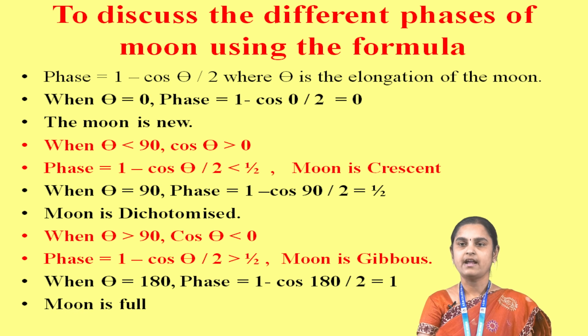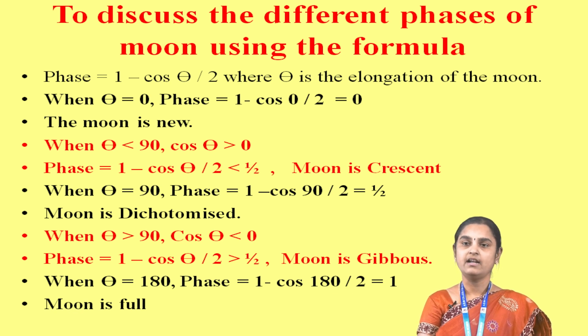When theta is less than 90 degrees, cos theta is greater than 0. Therefore, phase 1 minus cos theta by 2 is less than 1 by 2, and we view the moon in crescent form. So the moon is crescent. When theta equals 90 degrees, phase equals 1 minus cos theta by 2, which is 1 by 2. So the moon is dichotomized, that is, we can see exactly half.